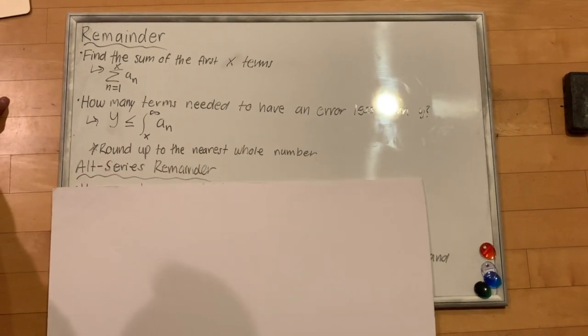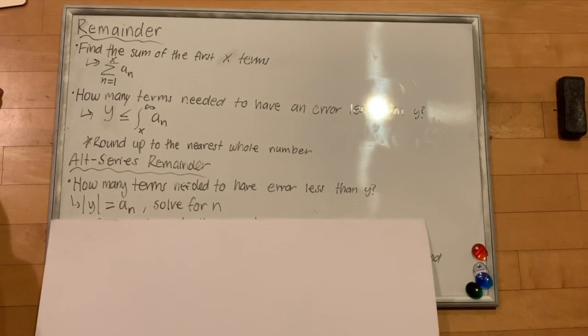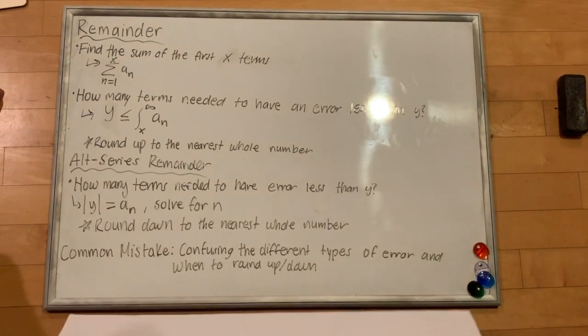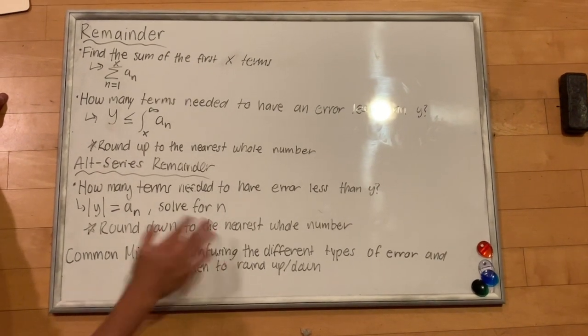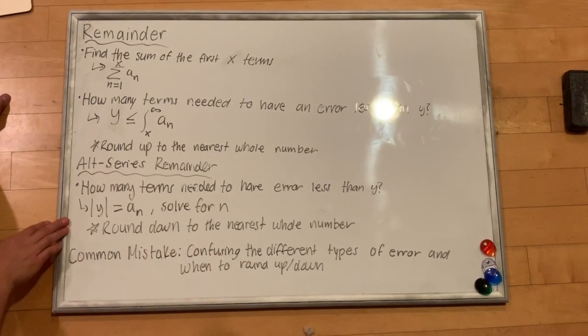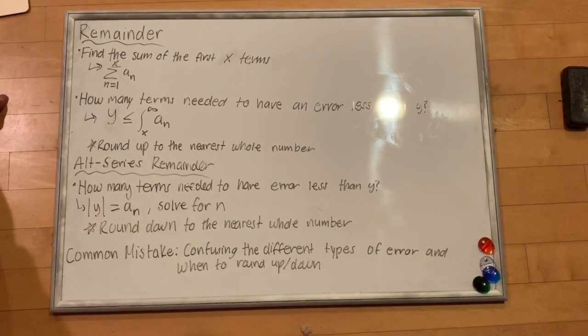Now for alternating series, a sample question would be how many terms are needed to have an error less than y. For this one, you would just make the error equal to a of n and solve for n, the number of terms. For alternating series, we would round down. So if it was 17.9, we would round down to 17 terms.